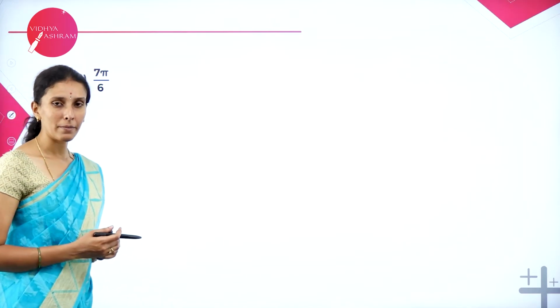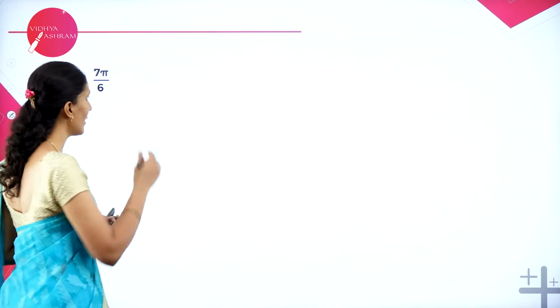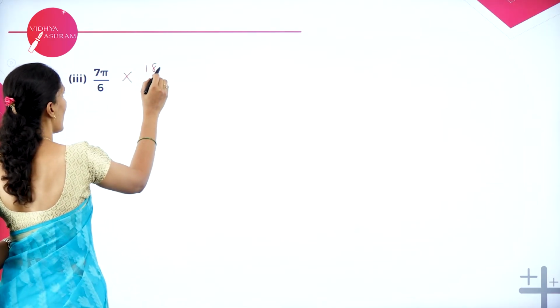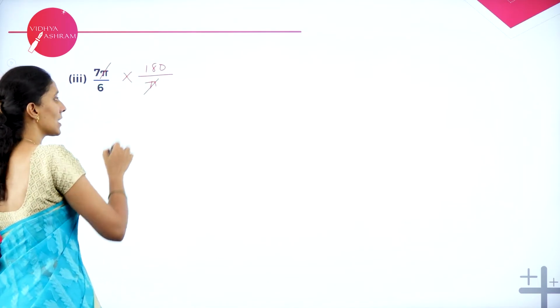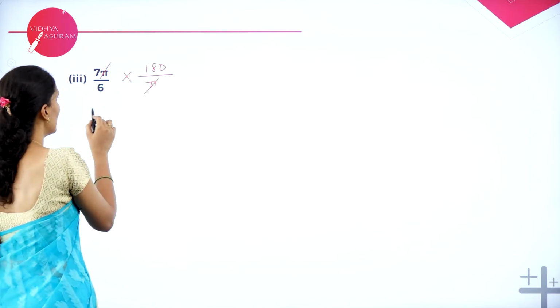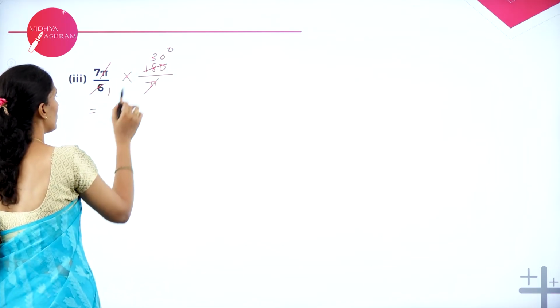Next we have 7 pi by 6. Whenever radians is given in terms of pi, it is very easy to calculate. Just multiply by 180 by pi. No need to substitute the value of pi because we have pi in both numerator and denominator. We can cancel. Next, this is 6 ones are 6, 6 threes are 18, 6 zeros are 0, 7 threes are 21.